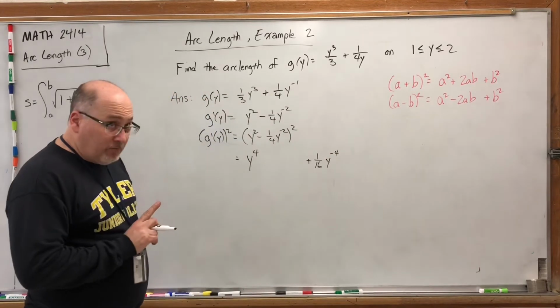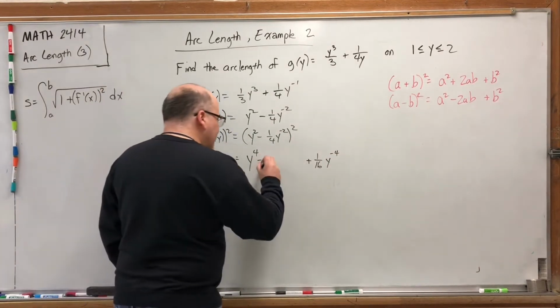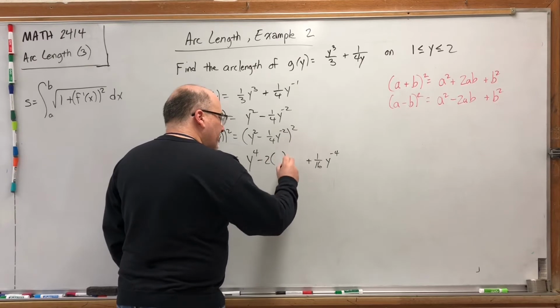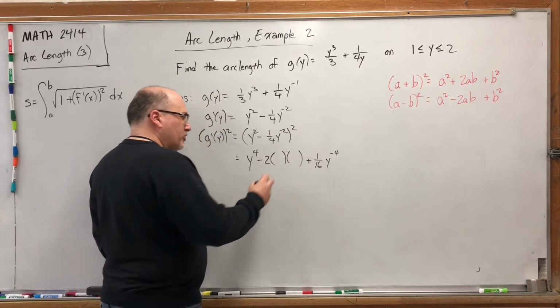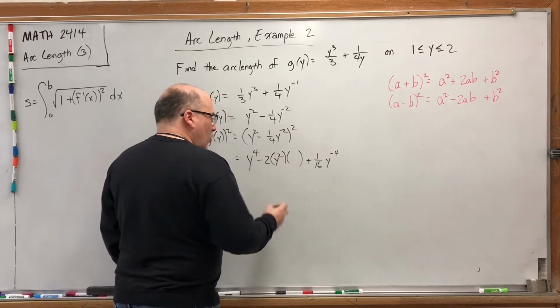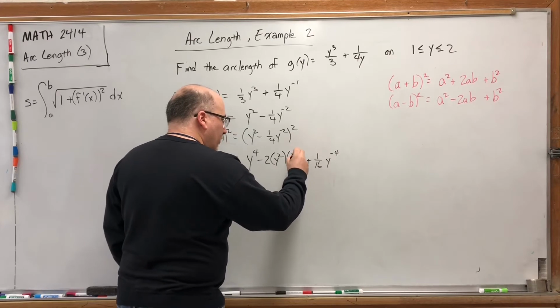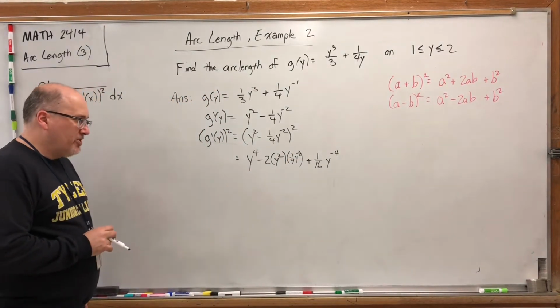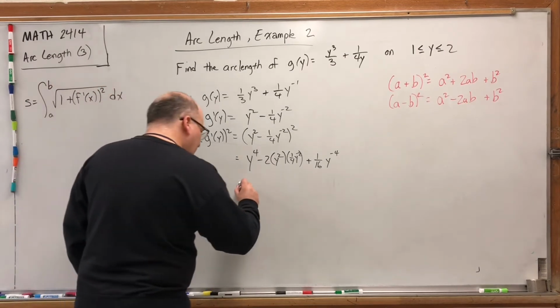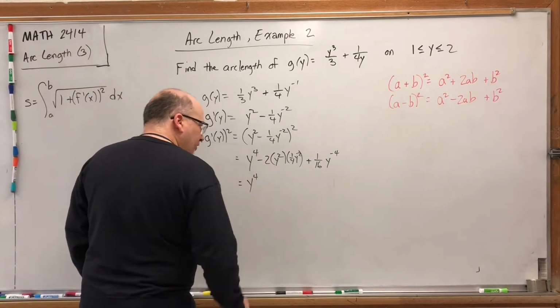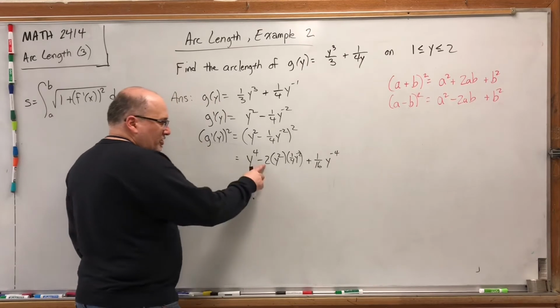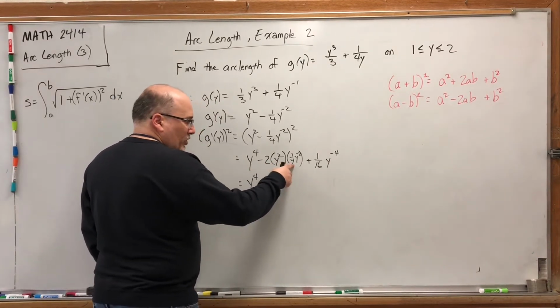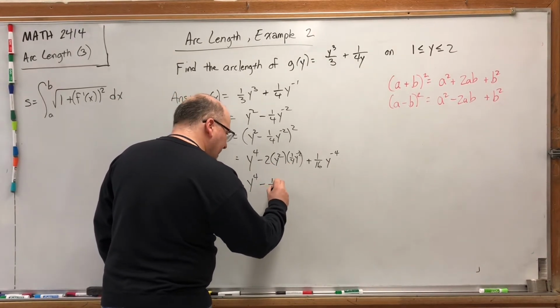And in the middle, we get minus 2 times the product of the two terms. So minus 2 y squared times 1/4 y to the negative 2. So the mess is in the middle, but it's going to clean up fairly nicely. We get y to the fourth. Let's start with the 2 times 1/4. 2 times 1/4 is 1/2, so minus 1/2.